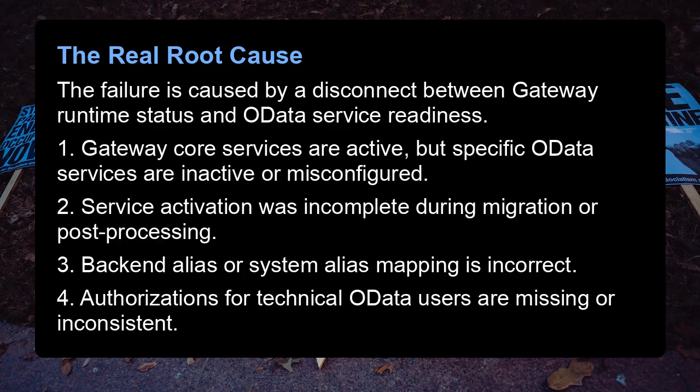The real root cause. The failure is caused by a disconnect between gateway runtime status and OData service readiness. 1. Gateway core services are active, but specific OData services are inactive or misconfigured. 2. Service activation was incomplete during migration or post-processing. 3. Backend alias or system alias mapping is incorrect. 4. Authorizations for technical OData users are missing or inconsistent.